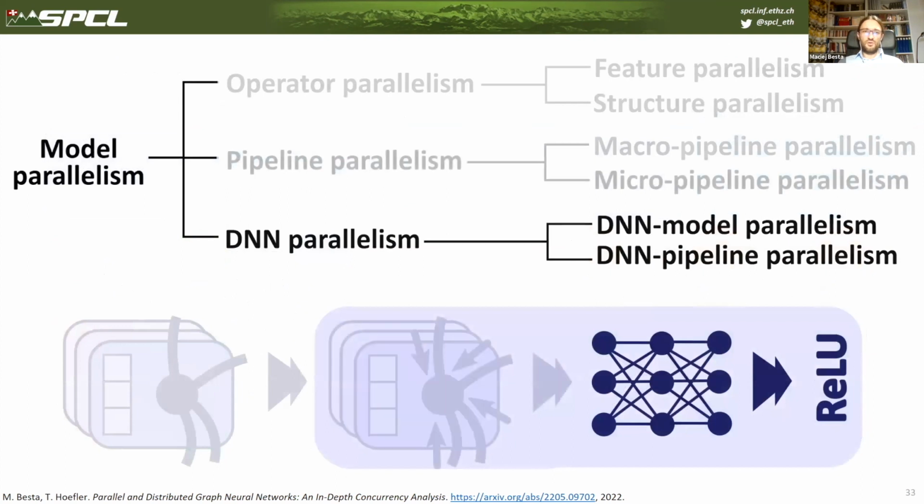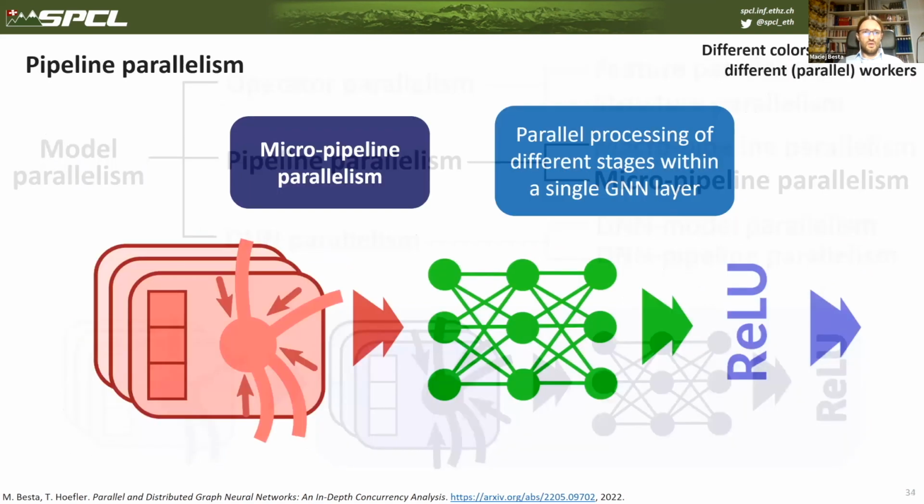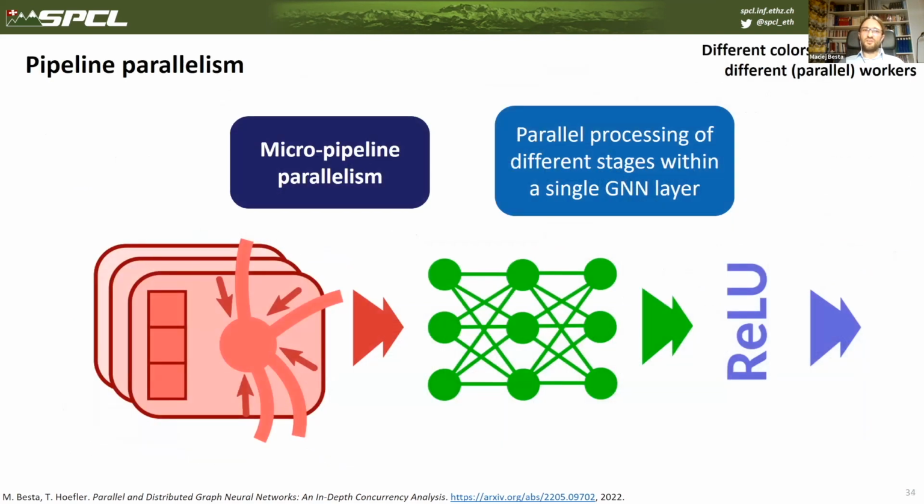And then we have the third class of model parallelism schemes, which is called pipeline parallelism. It also has two subclasses, micro and macro pipeline parallelism. So let's start with the more fine-grained one, micro pipeline parallelism. Here we assign different workers to different stages within a single GNN layer, right?